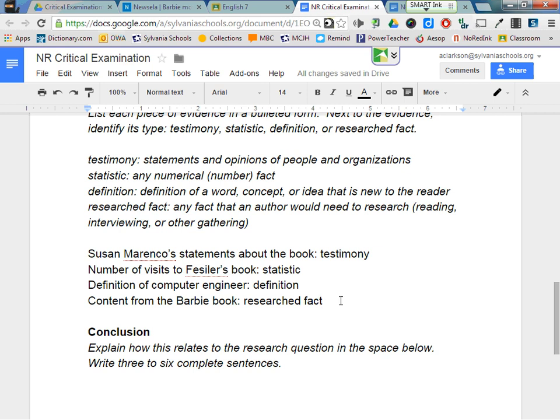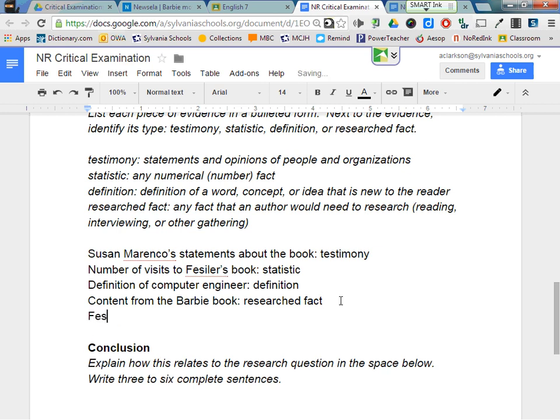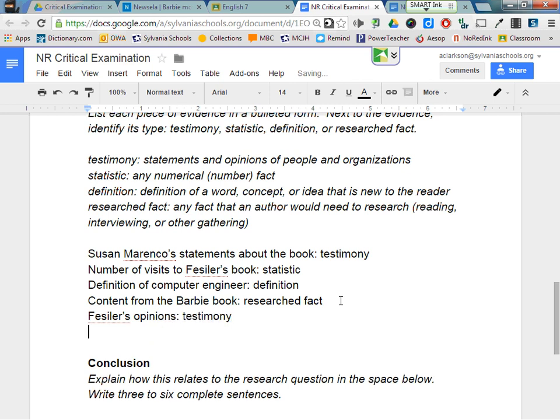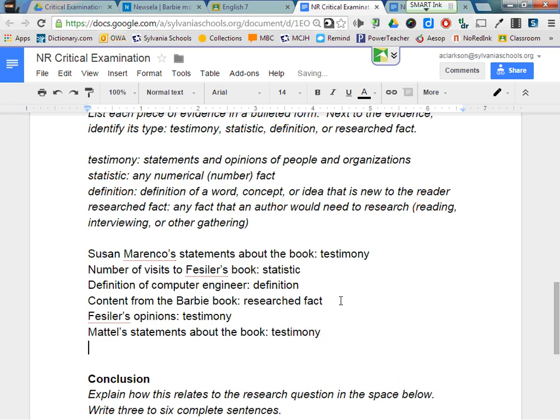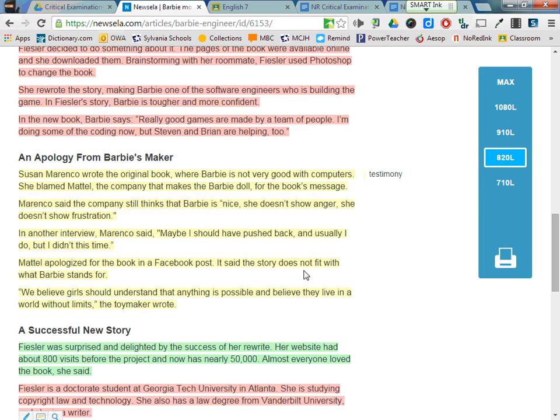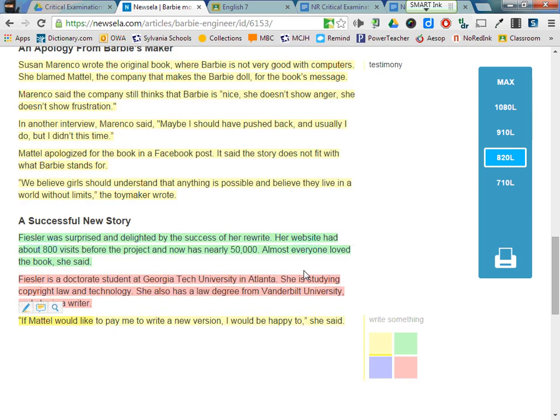All I need to do is go back to here: Feisler's opinions, testimony. Mattel's statements about the book, testimony. Facts about Feisler, researched fact, and so on. I'll probably list a few more. But importantly, what I've done is made sure to cover the entire article. I haven't just pulled out a few pieces of evidence. I've pulled out every piece of evidence on the article.